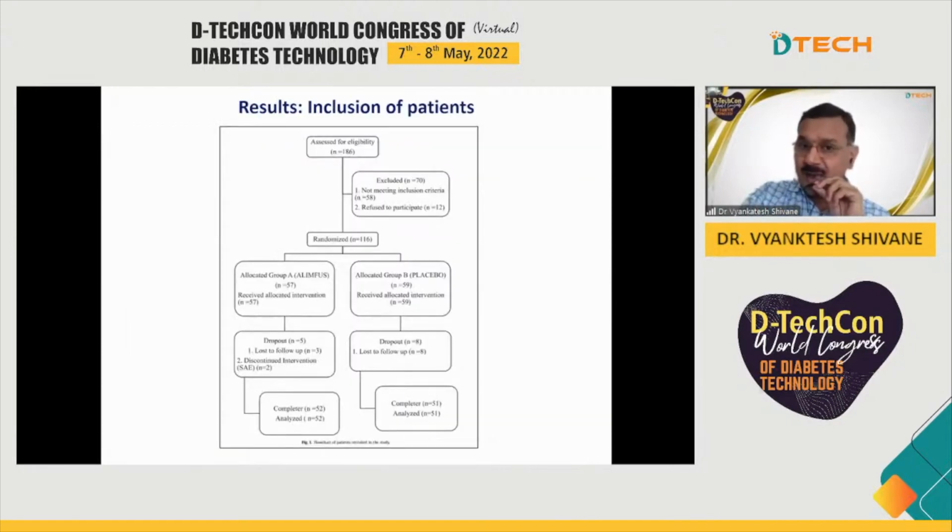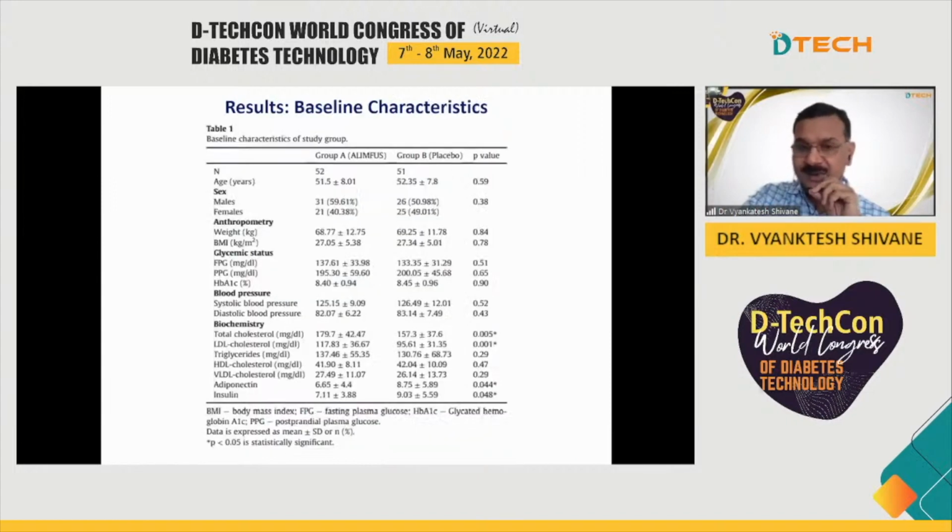We screened a total of 186 patients, out of which 116 patients were randomized, 57 in the ALIMFUS arm and 59 in the other arm. The remaining 70 patients were screen failures because they were either not meeting the criteria or they refused to continue in the study. There were 5 dropouts in the ALIMFUS group and 8 dropouts in the placebo group. So a total of 52 patients completed with ALIMFUS, and 51 patients completed with placebo.